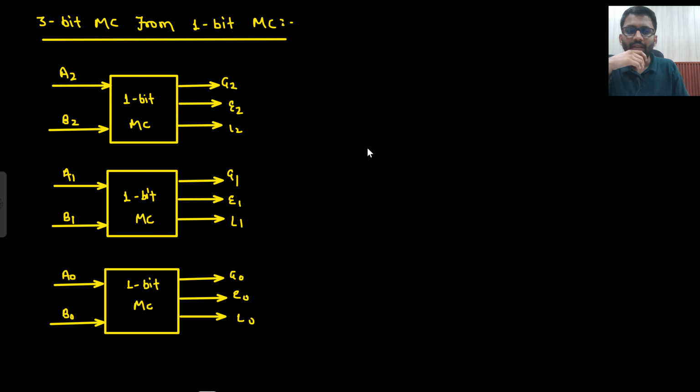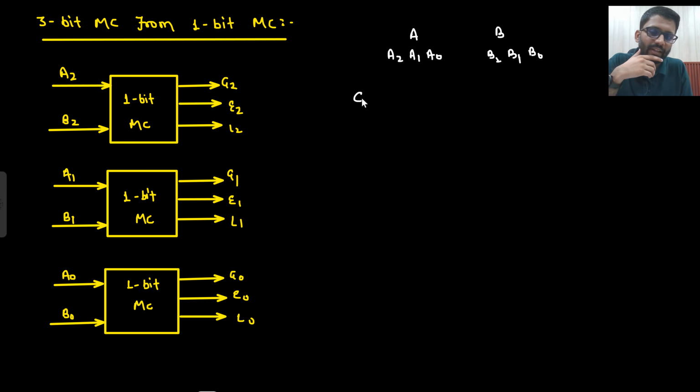Now let's make a 3-bit magnitude comparator from 1-bit magnitude comparators. This you should do on your own. This is your A, which is A2, A1, A naught, and B is B2, B1, B naught. For each bit pair you have made a 1-bit comparator: A2, B2, A1, B1 and A naught, B naught. First, let's find greater. Greater means A is greater than B.